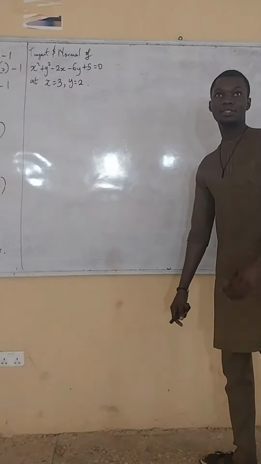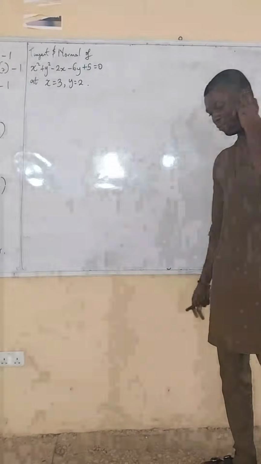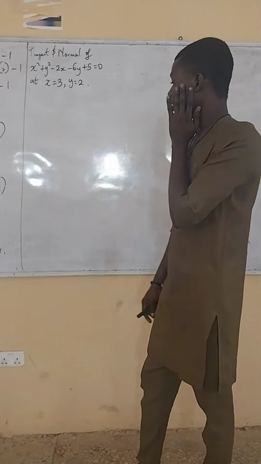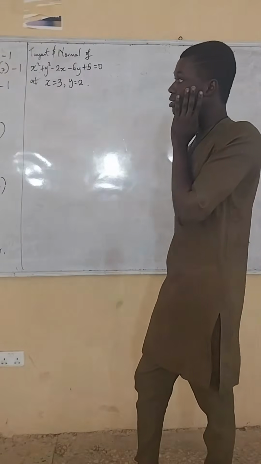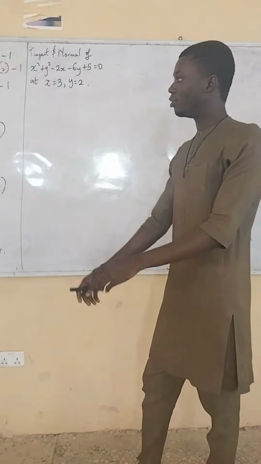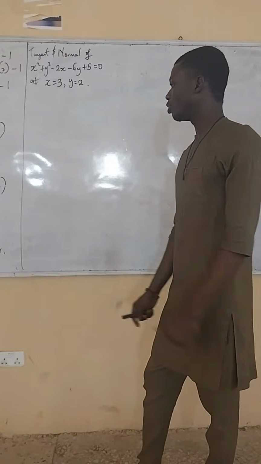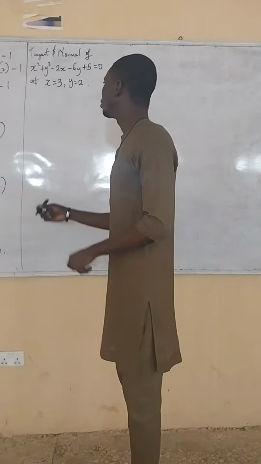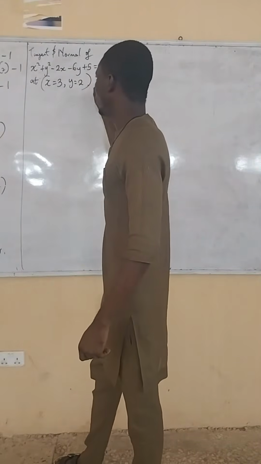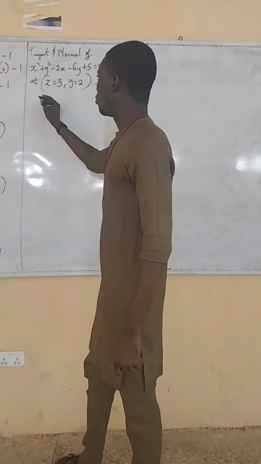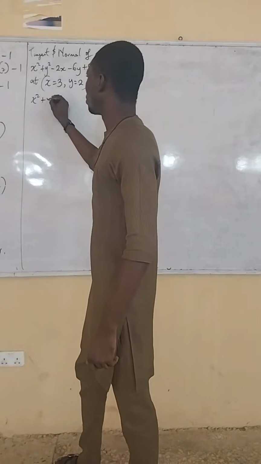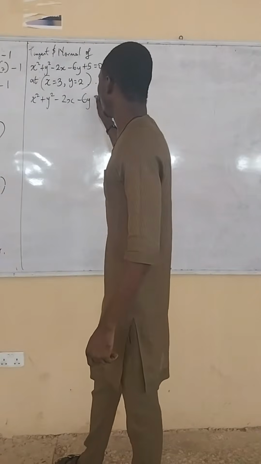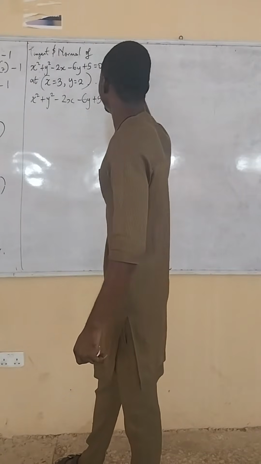Now this is an implicit function, which means we are going to find its derivative, which will give us our gradient. Then we find the gradient of the normal, and the equation of the tangent and normal. So these are the points we need later. Now we have x squared plus y squared minus 2x minus 6y plus 5 equals 0.